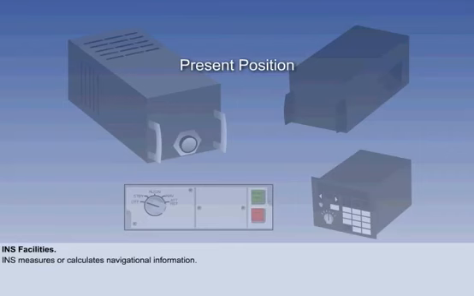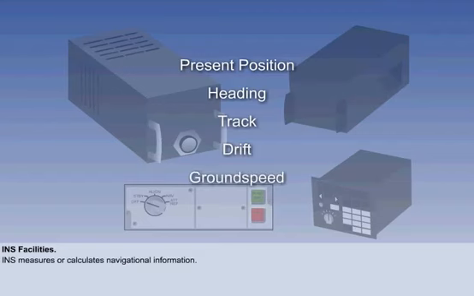INS measures or calculates the following navigational information: present position, that is, latitude and longitude; heading, which way the aircraft is pointing; track, the direction of the aircraft's path over the ground. The difference between heading and track is called drift. It is caused by crosswind. Ground speed, that is, the speed over the ground, which is usually not the same as the speed through the air. Again, this is the effect of wind.